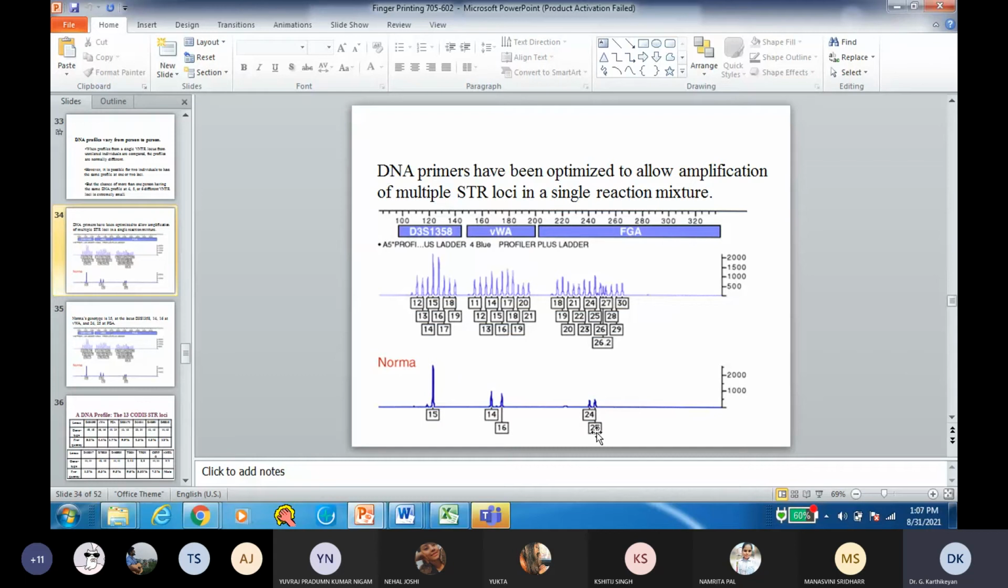So you can imagine this capillary electrophoresis is able to separate two extremely closely related DNA fragments that differ by only 4 base pairs. So that's the power of capillary electrophoresis. So Norma's genotype is 15 at the D3S locus, 14 and 16 at VWA, and 24 and 25 at the FGA locus.